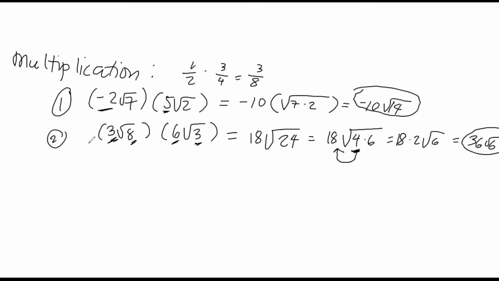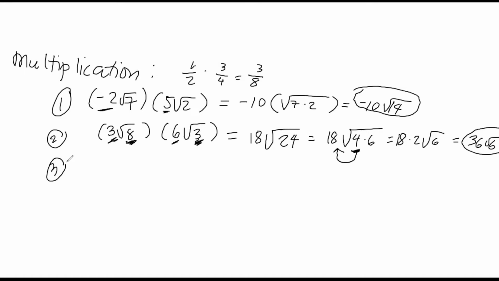So when we are dealing with multiplication of radical expressions, we also consider that the indices are the same. It's not necessary that the radicand is the same, but it is necessary that the indices are the same.